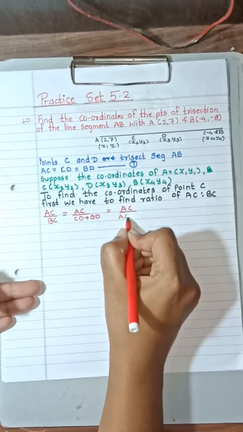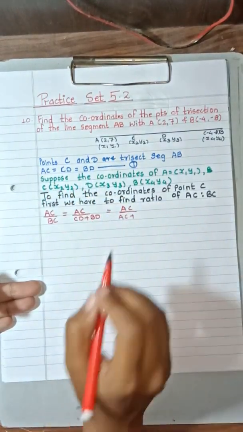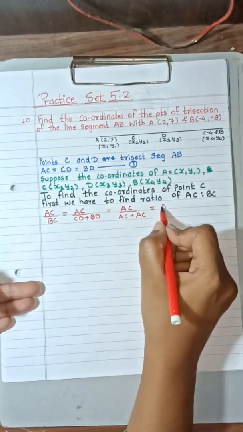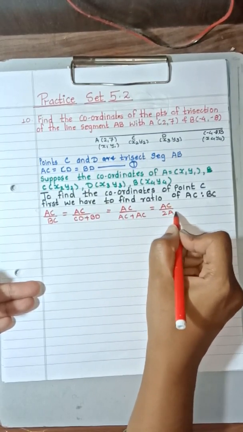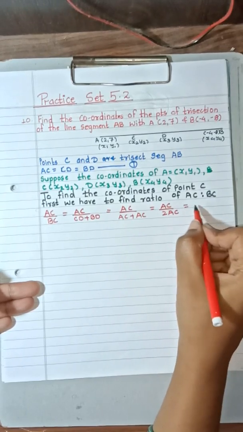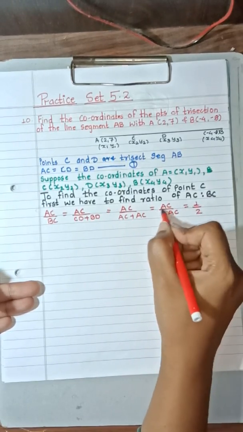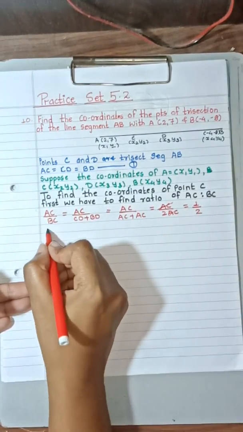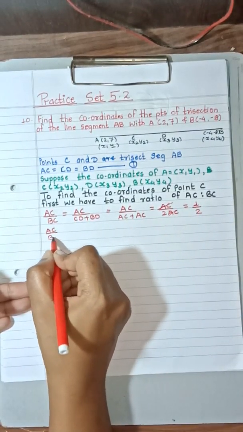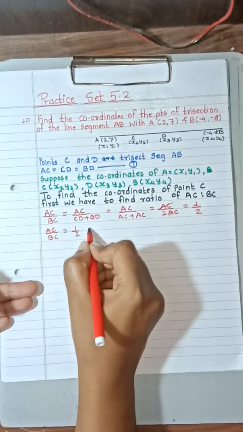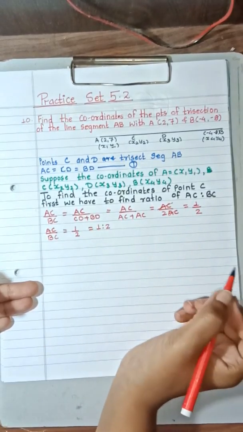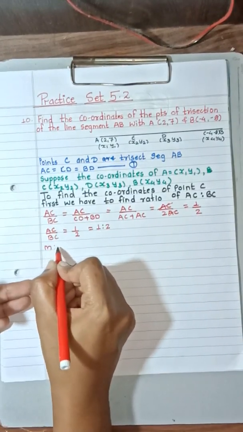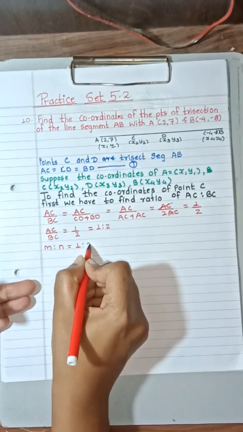I will write down here AC plus BD is also equal to AC. So instead of BD, I will write down here AC. Therefore it will be AC upon 2AC. Got it? That will be equal to half. This AC will get cancelled and you will get here half. Therefore you may write down here AC upon BC is equal to half. That means 1:2. Therefore you can say that M is to N is equal to 1:2.